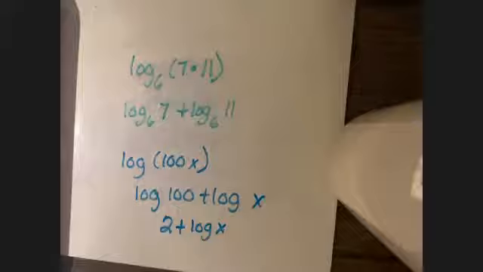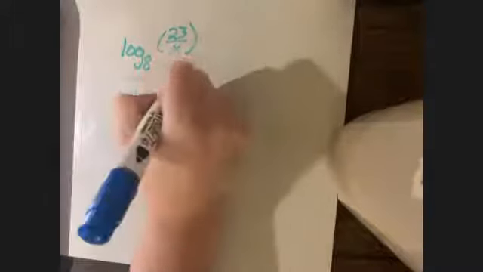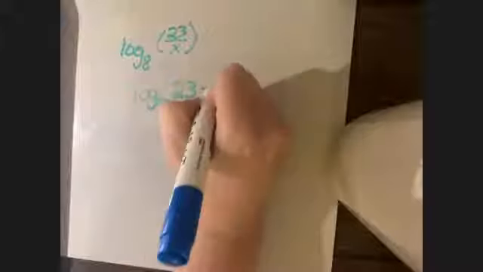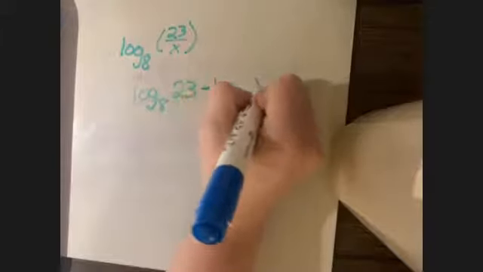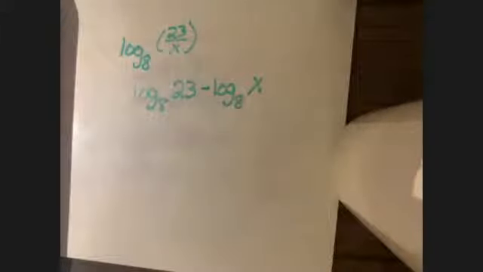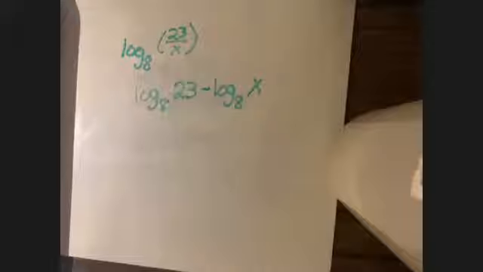Okay, so now looking at a couple more, we've got log base 8 of 23 over x. So this is a quotient rule. So we do log on the top minus log on the bottom. Okay, and that is as good as that gets. It won't go anywhere else.